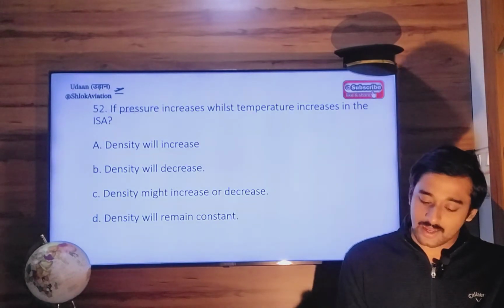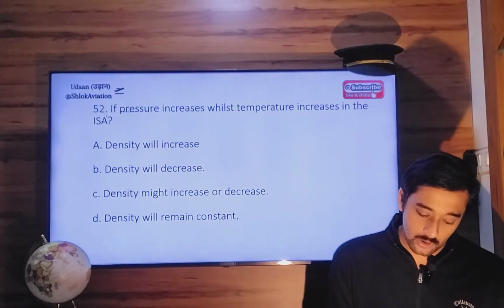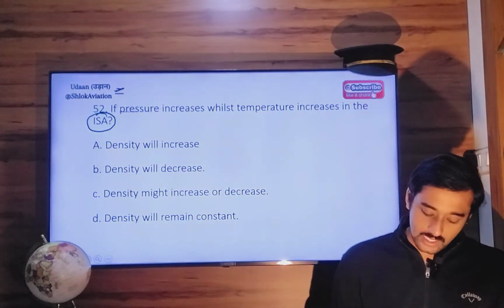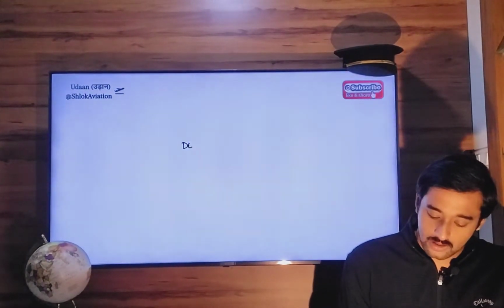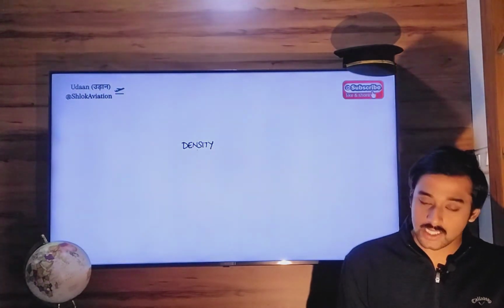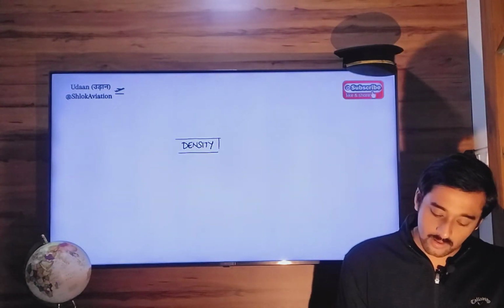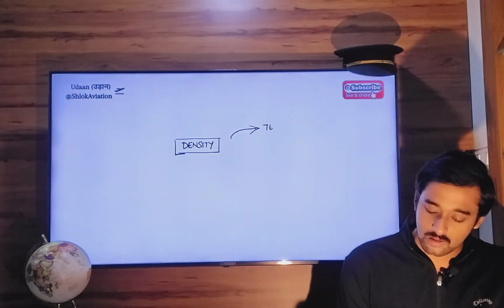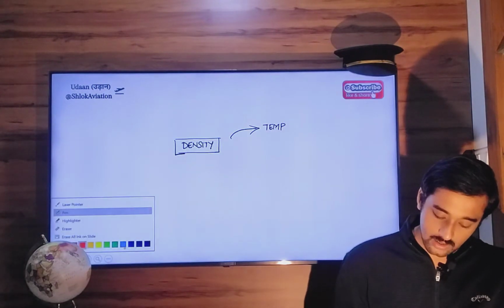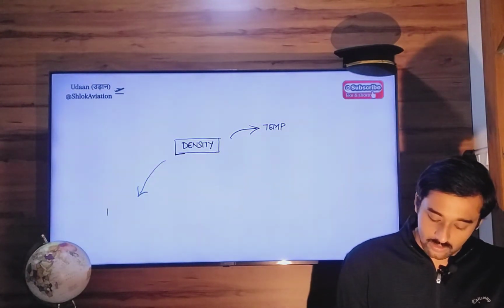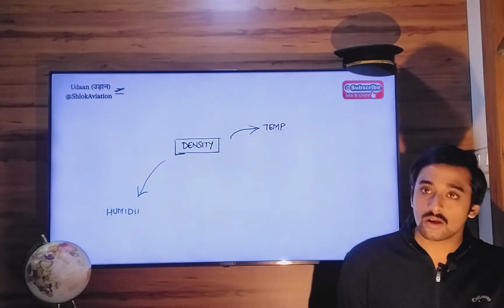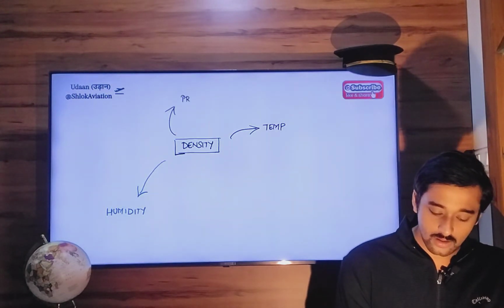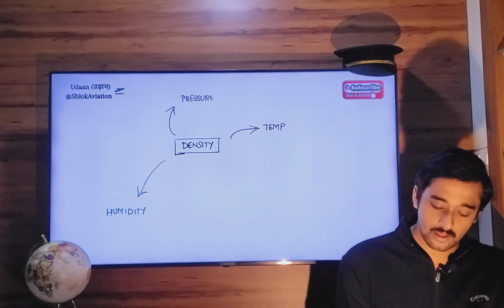If pressure increases while temperature increases in the ISA, they are talking about ISA. Now what happens to density? Density is controlled by three factors. The number one factor is temperature. Second, humidity. The third is pressure. Temperature, humidity, pressure.